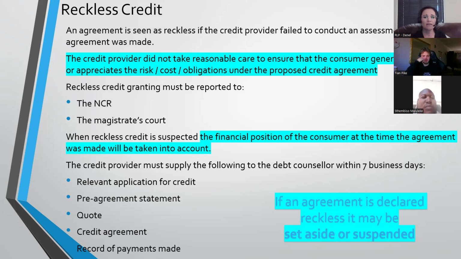The second one that they give you to confuse you is where they say that the credit provider can force the consumer to continue payments under this agreement, which is also not true because the credit provider took advantage of the consumer. The consumer is a victim. So the only option you look for is when an agreement is declared reckless, it will be set aside or suspended. That's the only option.